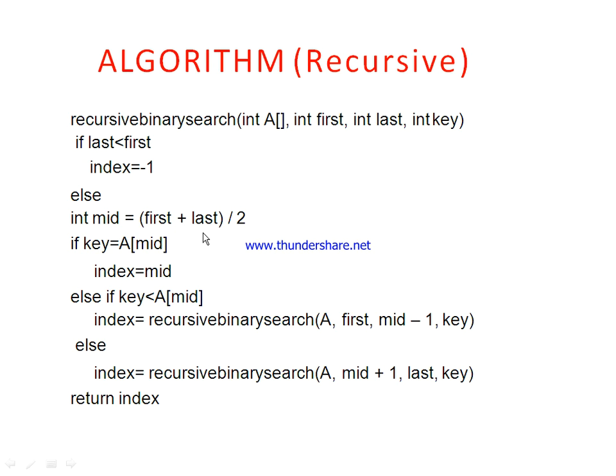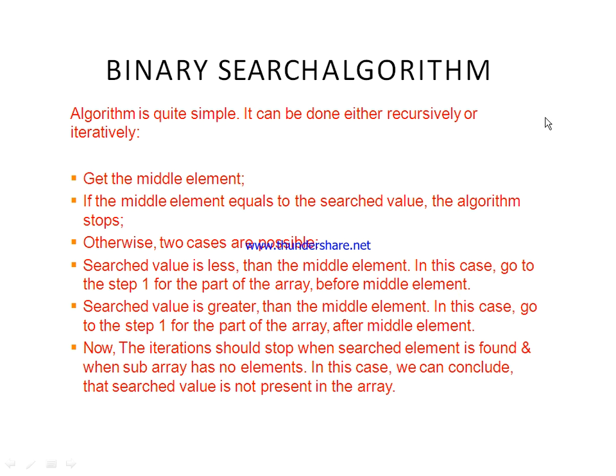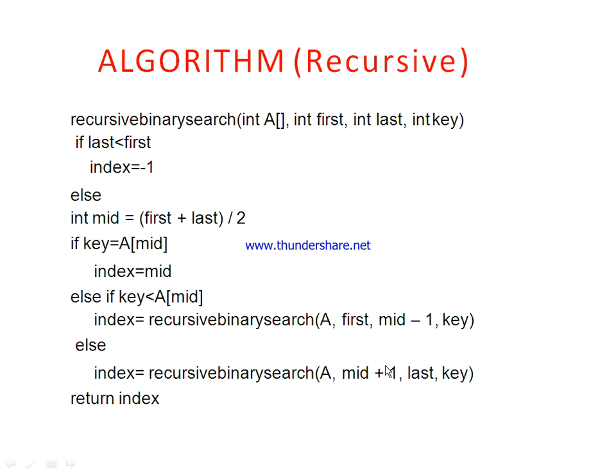Else, calculate the middle, middle equal to (first plus last) divided by 2. If key element equals the middle element, index equals middle. Else if key is less than middle, again call the binary search by considering first. So here we are going backward. Calculate the high value, that is nothing but middle minus 1, and search the element. Else index equals recursive binary search of A, comma, low value, mid plus 1, high value last, and key value, and return the index position.